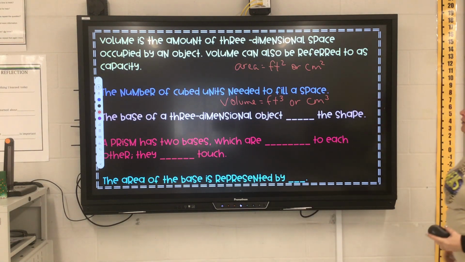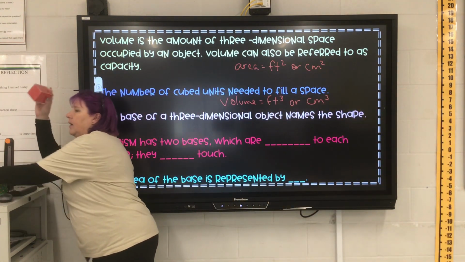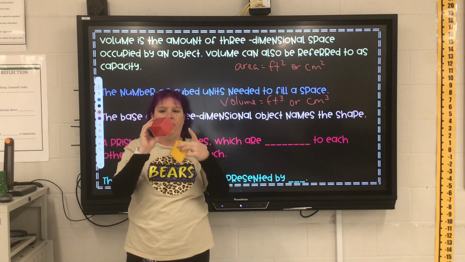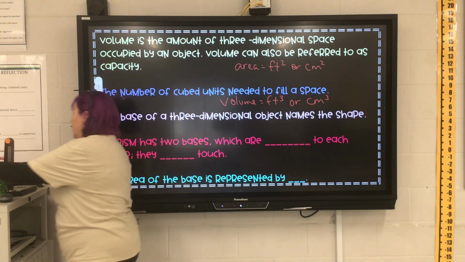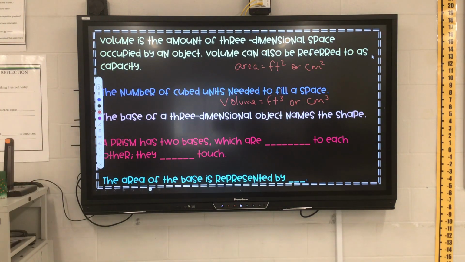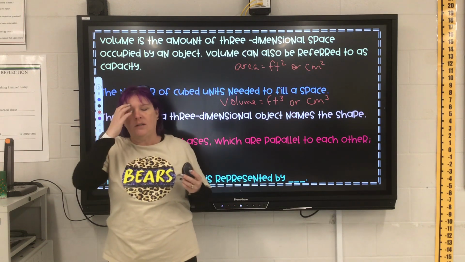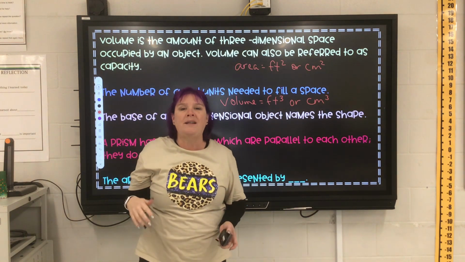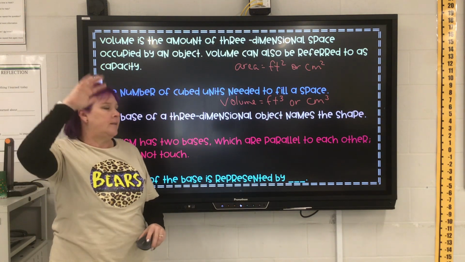Okay. The base of a three-dimensional object names the shape. So once again, we have a rectangular prism and a triangular prism. Okay, they've got two bases, which makes them a prism, but this is a triangle, this is a rectangle. A prism has two bases which are parallel to each other. They do not touch. Okay. The classroom is a rectangular prism. Our ceiling and our floor are our bases. It would be a very bad thing if they touched. So we don't want our bases to touch.